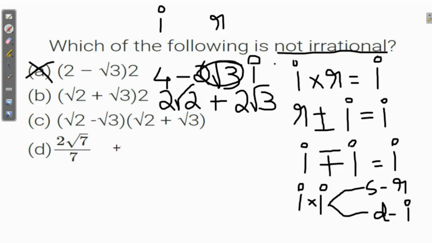Next, even here, it is a rational number. 2 by 7 is a rational number. And then root 7 is an irrational number. Rational into irrational will also be an irrational number.